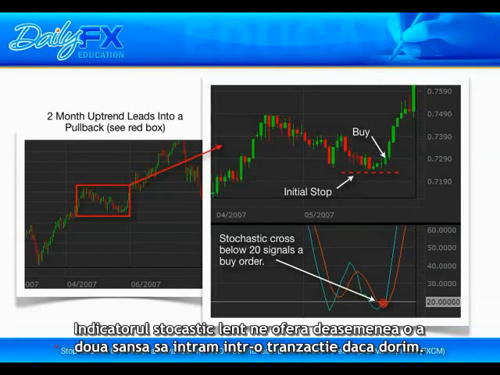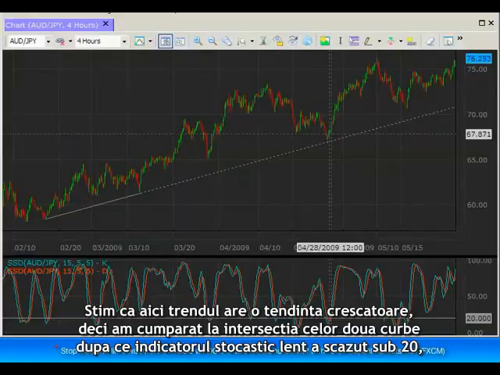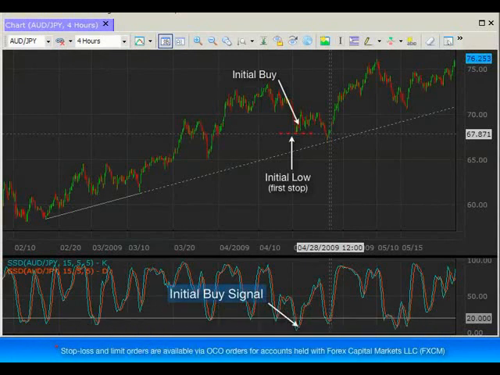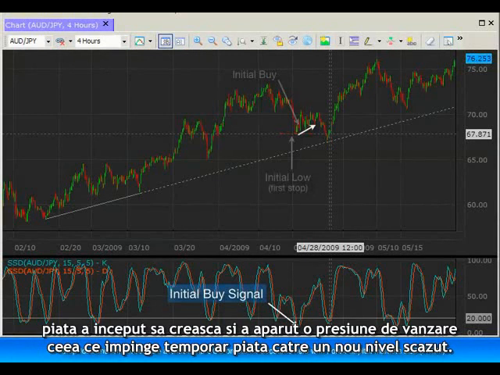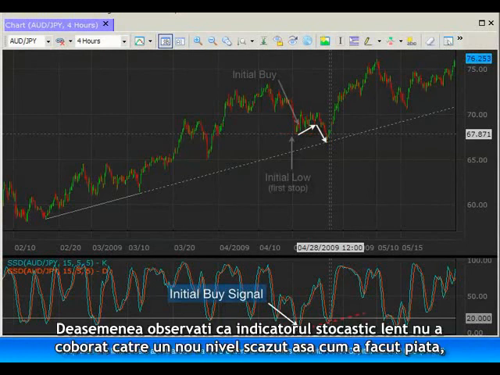But slow stochastics can also give us a second chance to enter into a trade if we wish. Let's look at an example. Here we note that the trend was up, so we bought on the crossover after the slow stochastics moved to below 20. The market started to rally, but then some selling pressure temporarily pushed the market down to a new low. However, note that the slow stochastics did not move down to a new low like the market did.